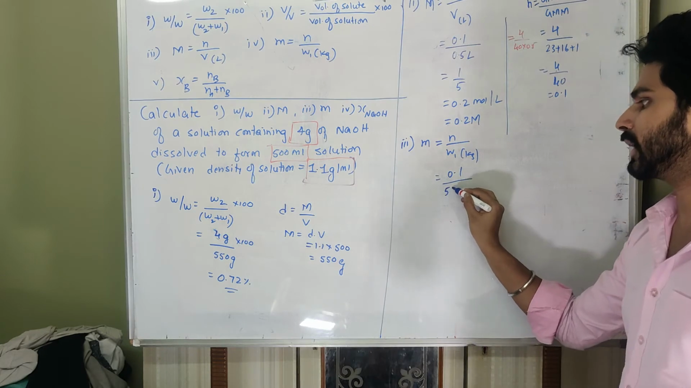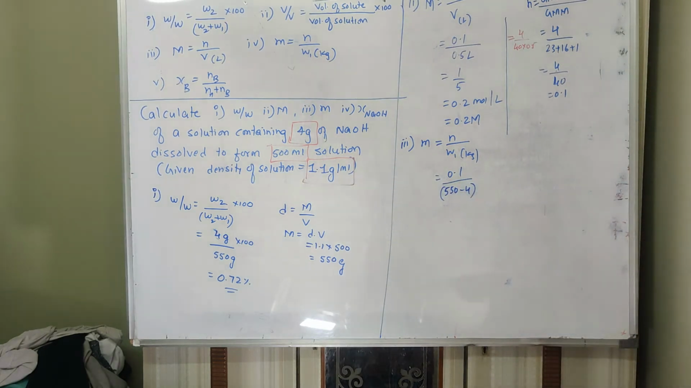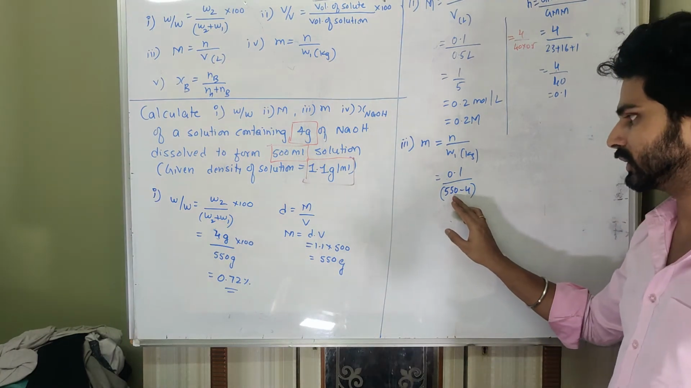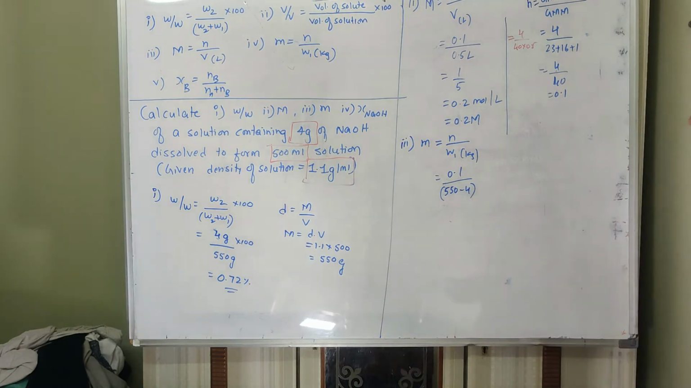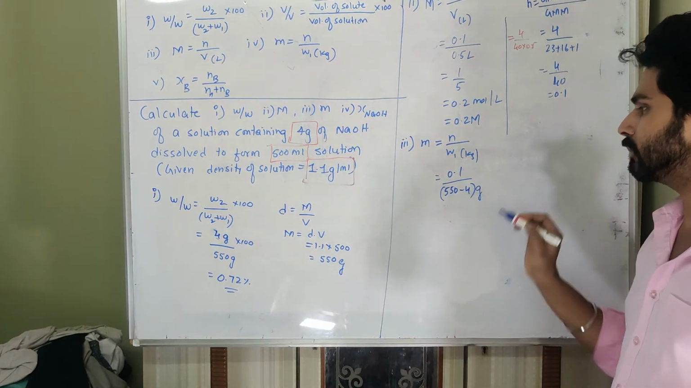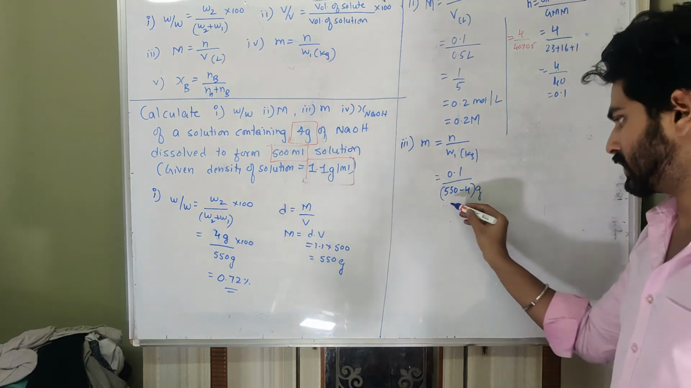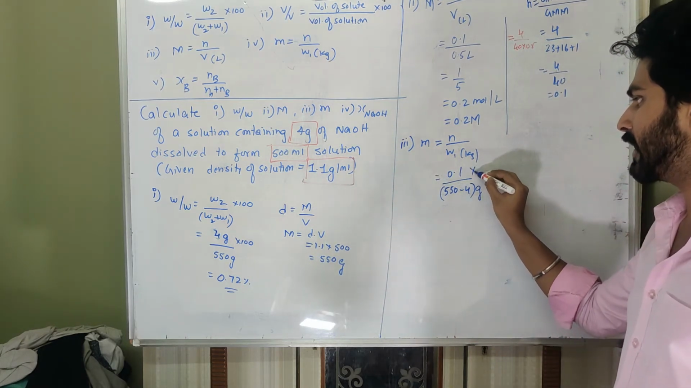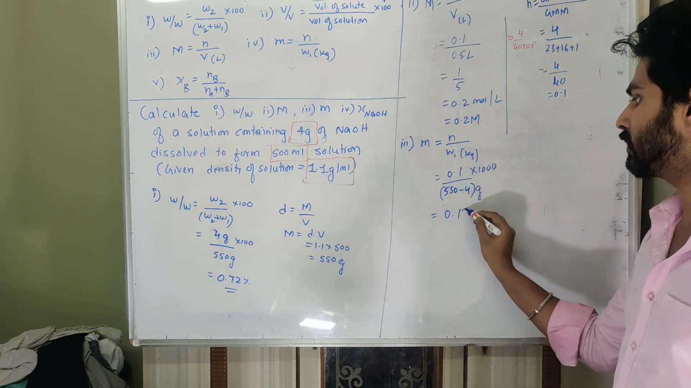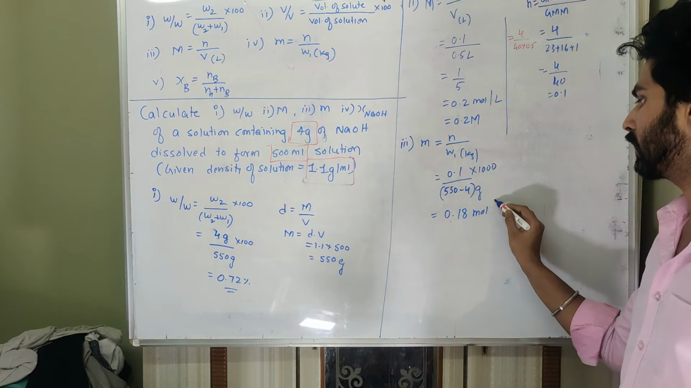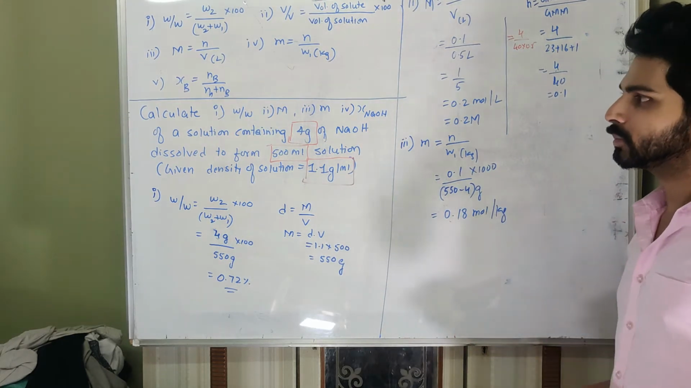We know the mass of the solution is the sum of the mass of solute plus the mass of solvent. So here I can write 550 minus 4. That becomes the mass of solvent, because 550 is the mass of solution. If I subtract the solute's mass, then the remaining is the solvent's mass. But now it is in terms of gram. I need to substitute in terms of kg, so I divide by 1000. So this becomes 0.18 mole per kg. So this is about molality.